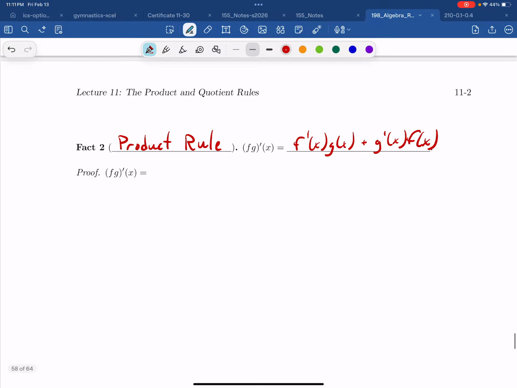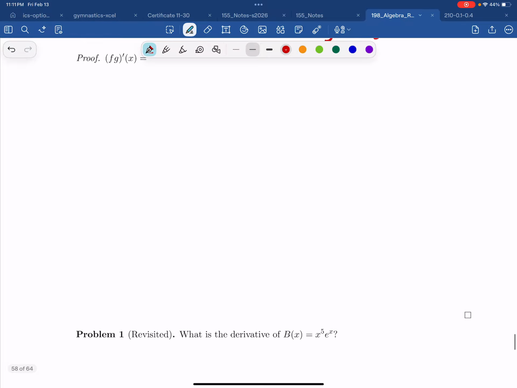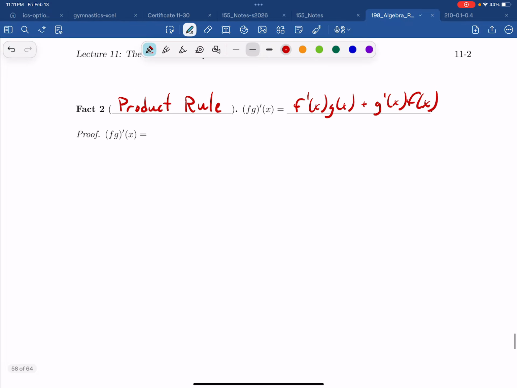So, at this point, you can skip the proof if you want. It will not be on a quiz. It will not be on a test. But I want to show you how to do it, right? So, I'm not going to skip it. So, here we go. How do we show the product rule?